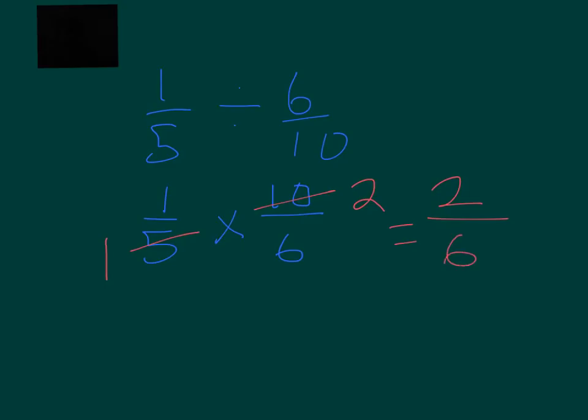Now we have to simplify, taking out a 2 from each number. Let me show you what that looks like. 2 divided by 2 is 1. 6 divided by 2 is 3. That's how we do a problem like this. Dividing fractions, watch it as many times as it takes until you understand the process.